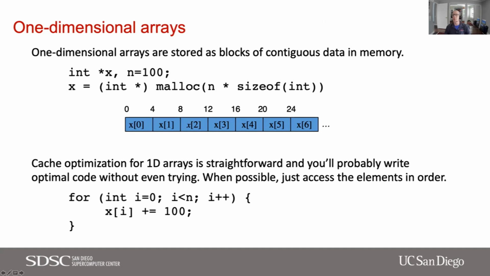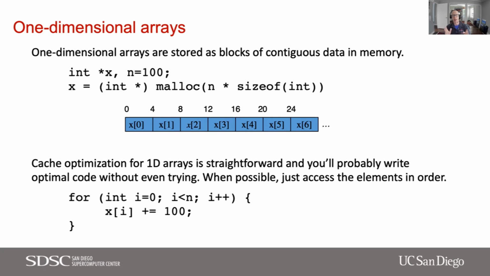All right, so moving on. We're going to start with one-dimensional arrays. This is a little snippet of C code. A one-dimensional array is stored as a block of contiguous data in memory. So let's say that we decided to allocate an array of 100 4-byte integers. So we use the malloc command, we cast it to an integer pointer, and we allocate 100 of these integers.